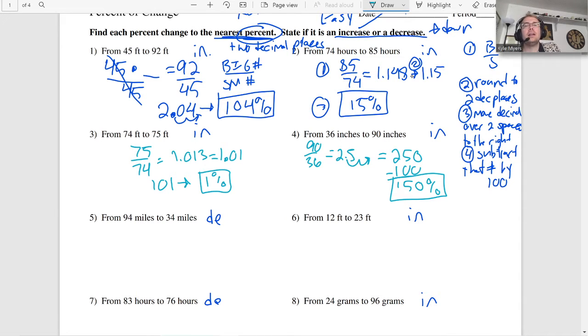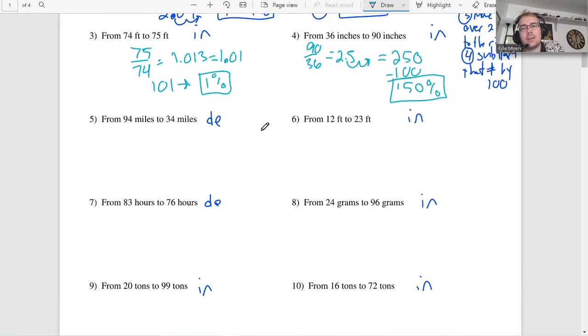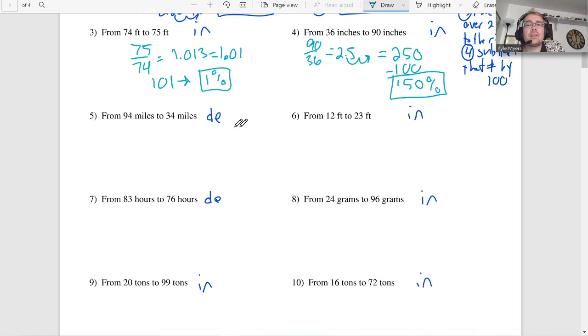All right, and that's how you do it. Step 1, we divide. Step 2, we round to 2 decimal places, which we didn't need to in this case. Step 3, we move the decimal place over 2 spaces to the right. 1, 2, 250, and then we subtract that number by 100. And there we go. Now, this is our first decrease.